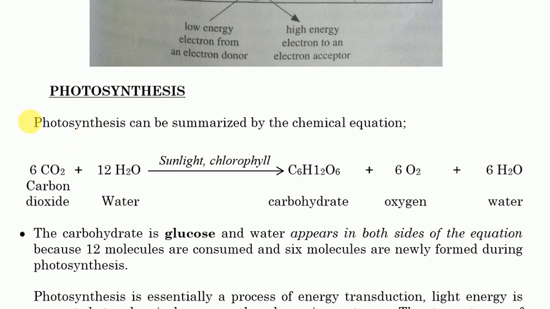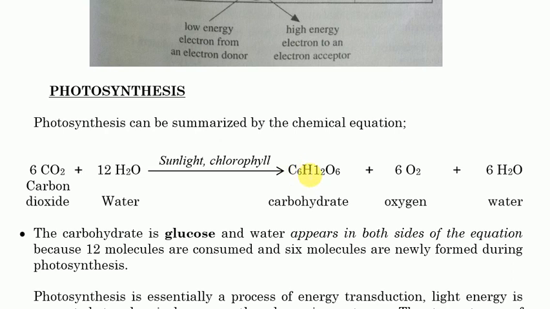So in short, photosynthesis is the process by which a plant synthesizes its own food, and it can be summarized by this equation. From this equation, as you can see, it takes 6 carbon dioxide molecules and 12 water molecules, then releases a carbohydrate molecule.